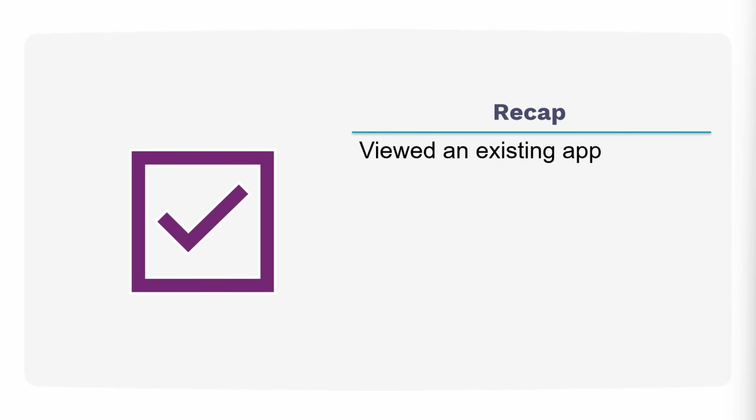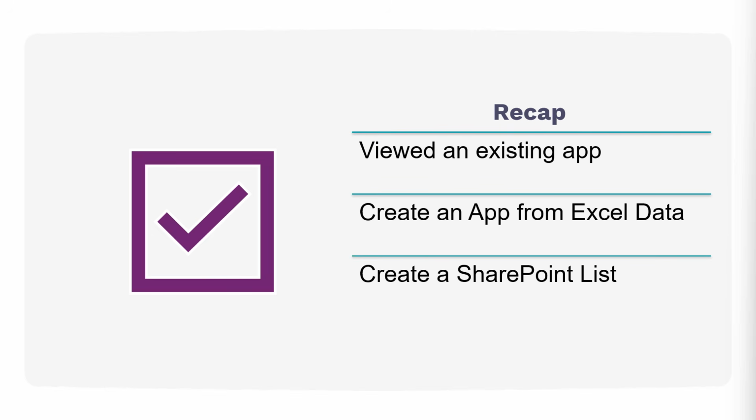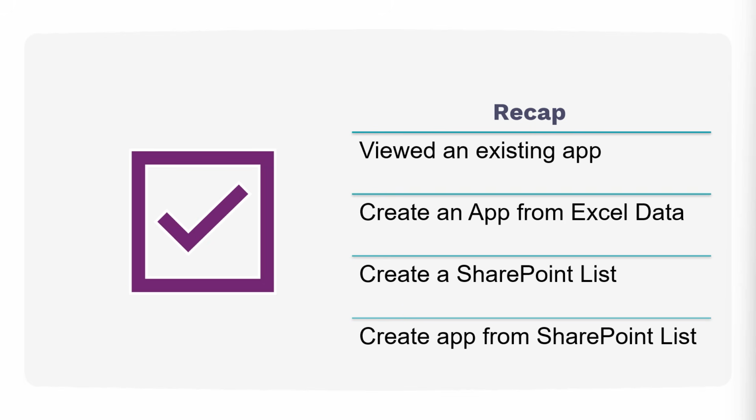So just to recap here for Module 1, we looked at the basics here. We're able to view an existing app. We're able to create an app from Excel data. We're able to create a SharePoint list, and we're able to create an app from a SharePoint list as well. So up to this point, we have not done any customizations. The app has done all the work for us. We've simply uploaded data, connected data to it, and we're presented with a 3-screen app.